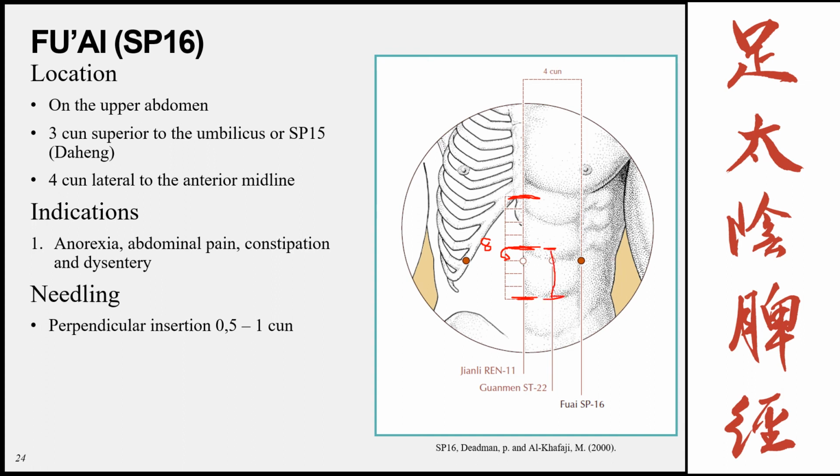And we know that there's going to be 4 tsun in this distance. So we divide it into 4 equal parts like that. This is all done in your head. And then we're going to follow this first part down like this. Then we just got to connect this line with 4 tsun line from the clavicle. And that's where this point is located. This point can be used for anorexia, abdominal pain, constipation, and dysentery. Our insertion is perpendicular, 0.5 to 1 tsun.